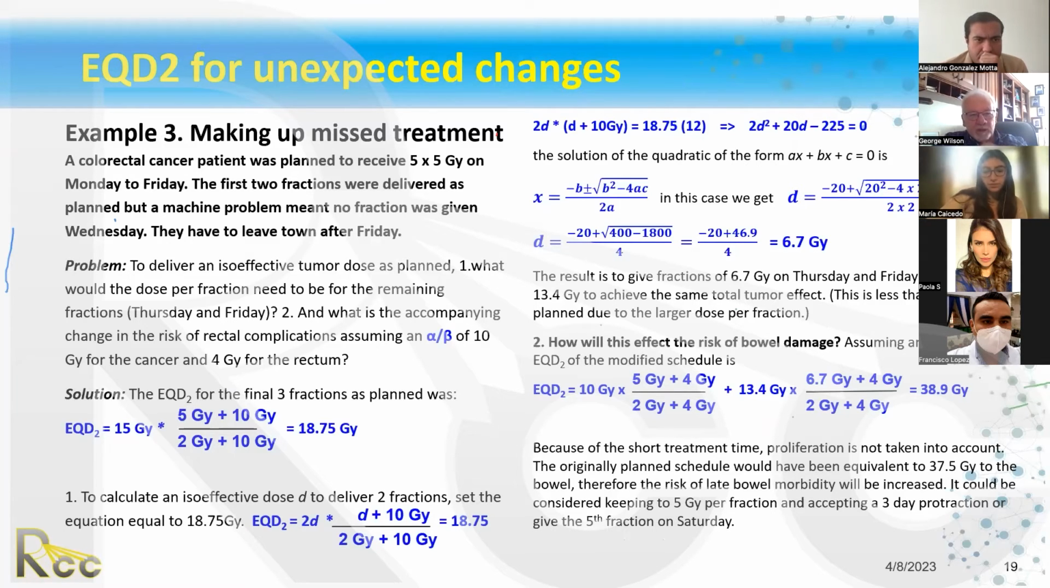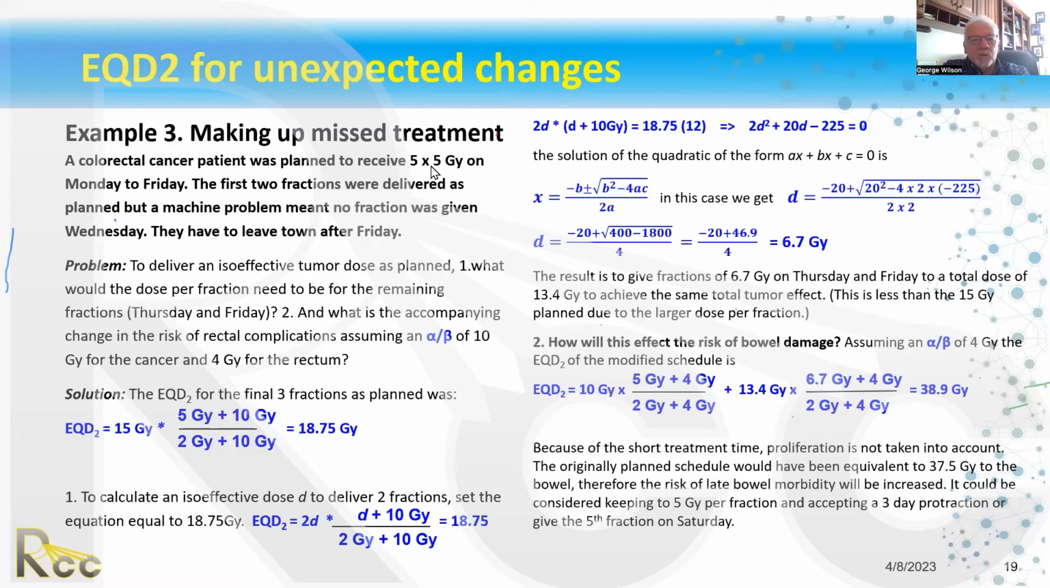And so here's a colorectal cancer patient who's getting what's called the Swedish short schedule of 5.5 gray in a week. The patient had the first 2 fractions as planned, but then the machine ran into a problem. No dose was delivered on the Wednesday. And in this case, the patient has to leave town after Friday. So we've got to work out how much dose we need to deliver on Thursday and Friday in 2 fractions to recover the dose that we're going to lose by missing that treatment.